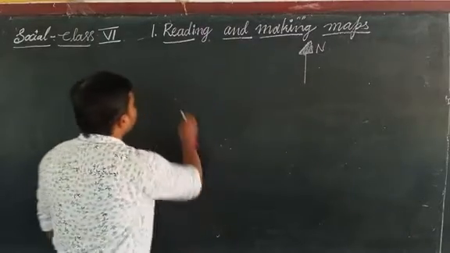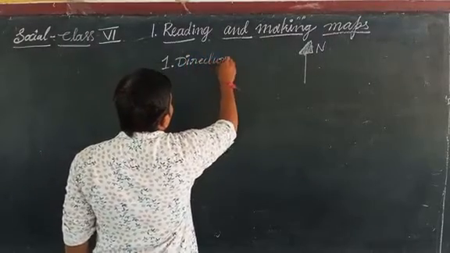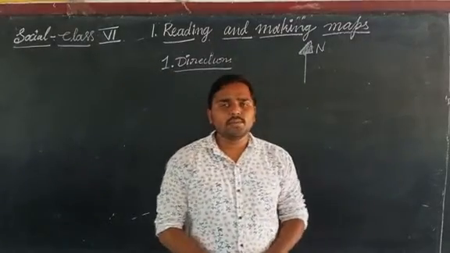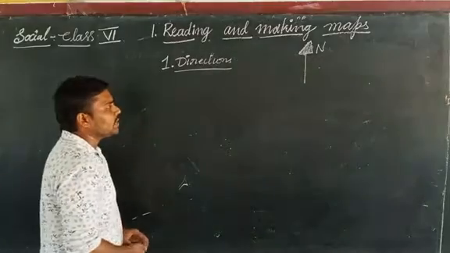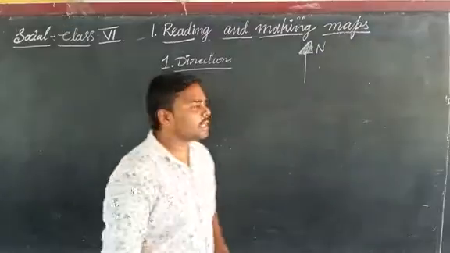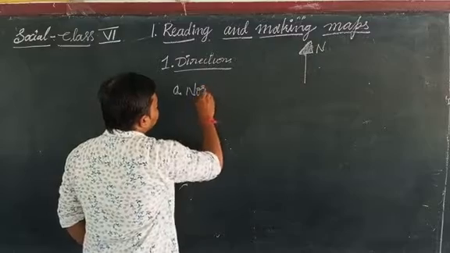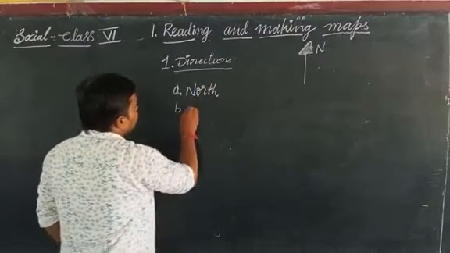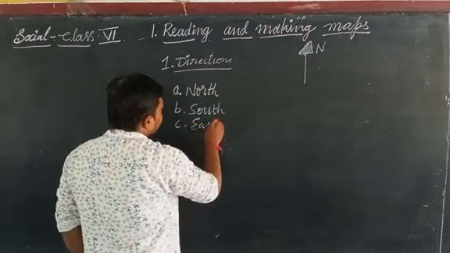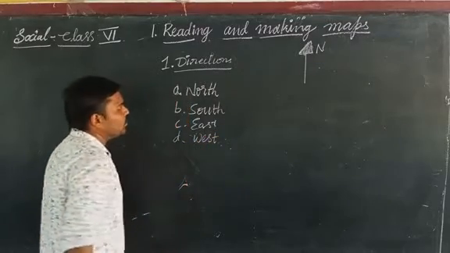Okay. Directions. What are the different types of directions? There are two types of directions: main directions and diagonal directions, which we discussed in the previous class. The main directions are north, south, east, and west. These are the directions which we have.